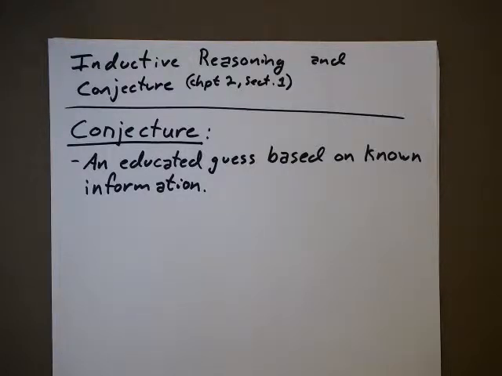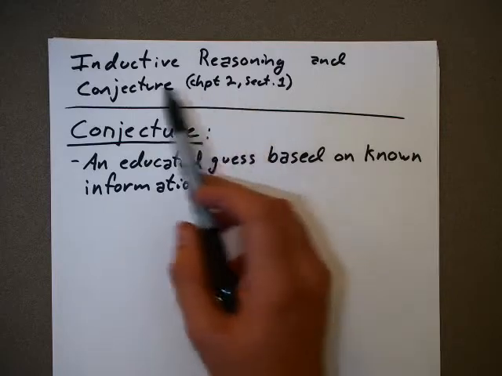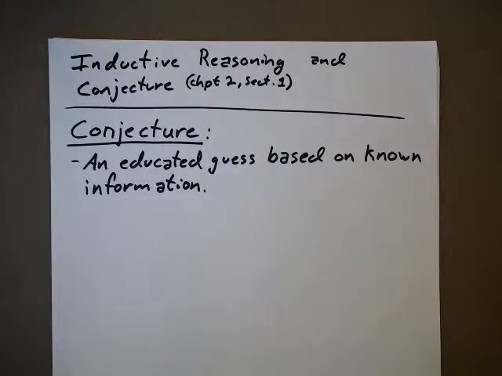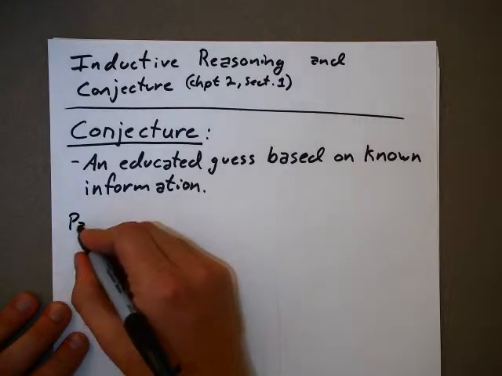And today is extra special exciting because we're discussing the first section of chapter 2, inductive reasoning and conjecture. A conjecture is an educated guess based on known information. You probably have seen similar conjectures on standardized tests. Something that they love to put on standardized tests is something like this. This is a conjecture dealing with patterns.